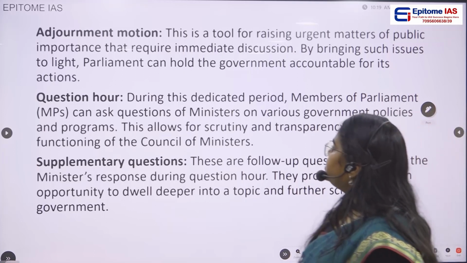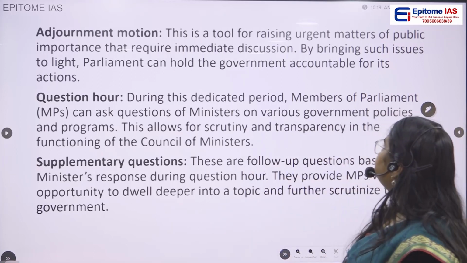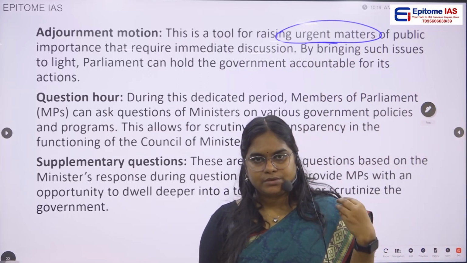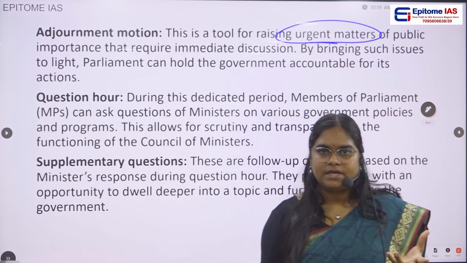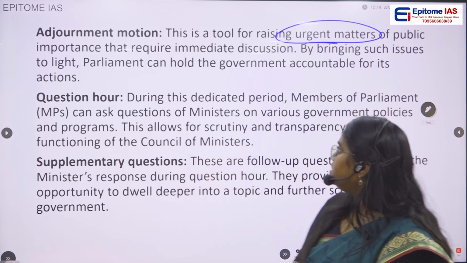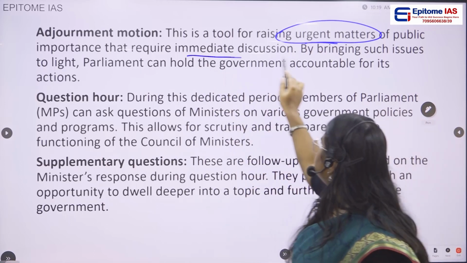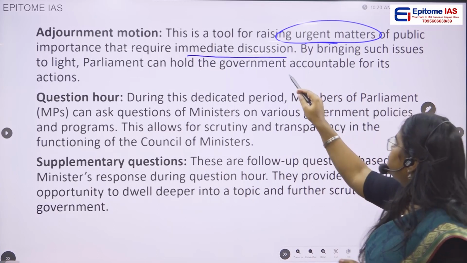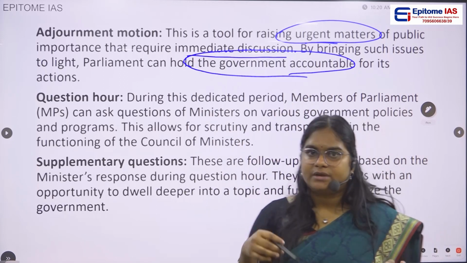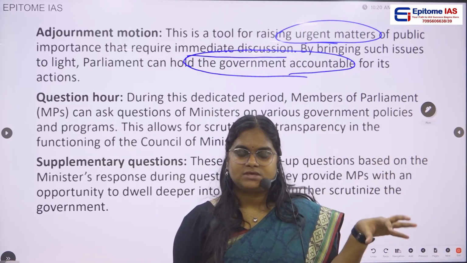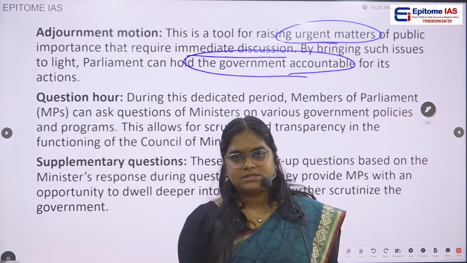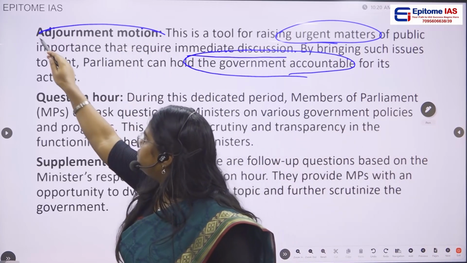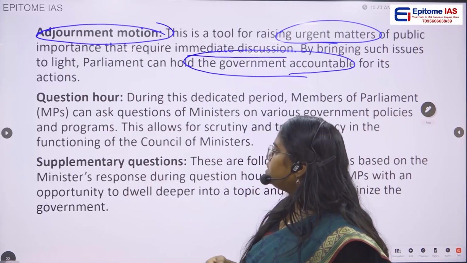So if you see here, adjournment motion is a tool for raising urgent matters. Whenever there is some urgent matter which is of public importance, then this adjournment motion is moved. It requires immediate discussion. By bringing such issues to light, Parliament can hold the government accountable for its actions, so that the government cannot act arbitrarily. Whatever actions the government takes, the Parliament can exercise its control over the government. So yes, adjournment motion is one of the tools for exercising this control.